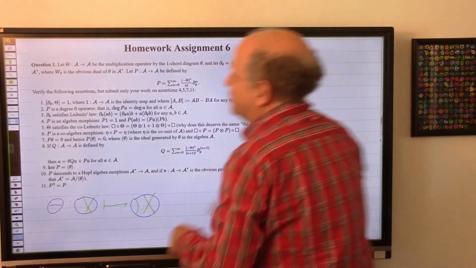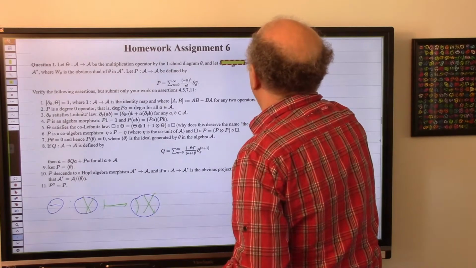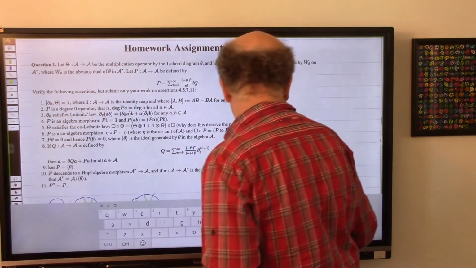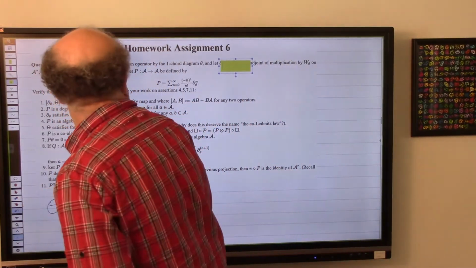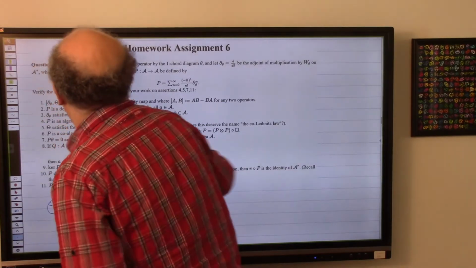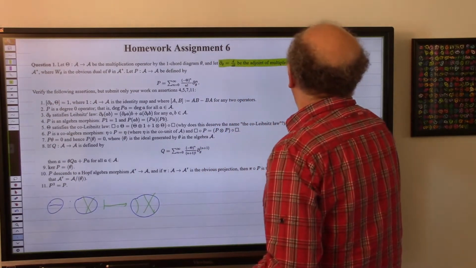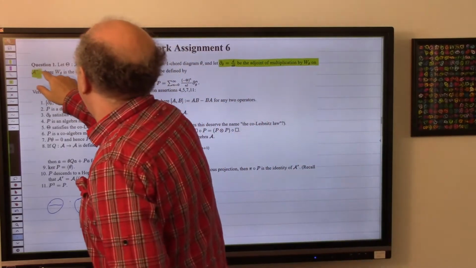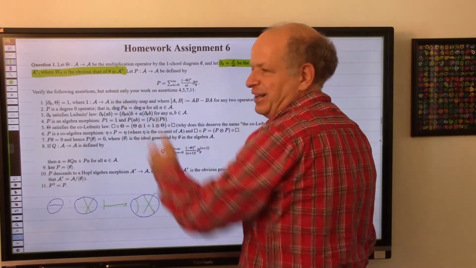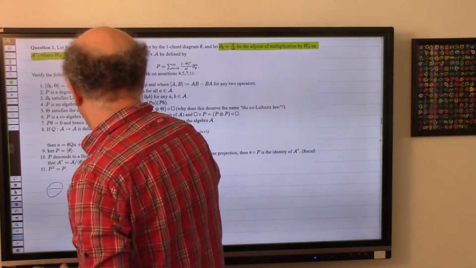D theta, this is the tough one. So d theta is the adjoint of multiplication by w theta, where w theta is the obvious dual of theta. That's very convoluted, but in the end it's something very, very simple.